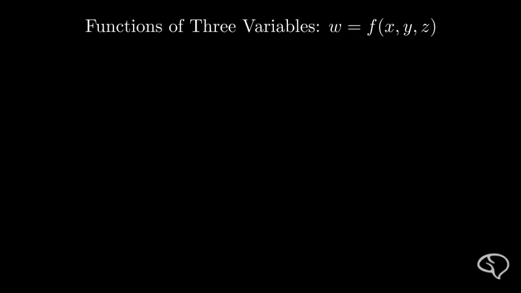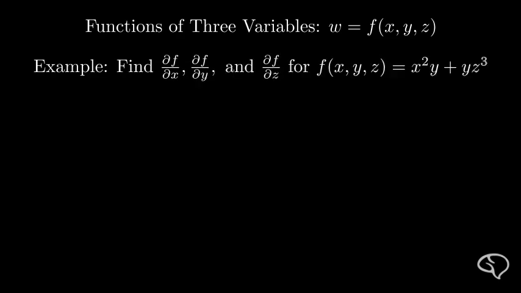Partial derivatives are not just for functions of two variables. The concept extends to any number of variables. For a function w equals f of x, y, z, we can find 3 first-order partial derivatives, f sub x, f sub y, and f sub z. The rule is the same. To find the partial derivative with respect to one variable, you treat all other variables as constants.